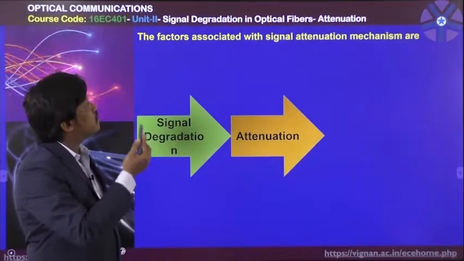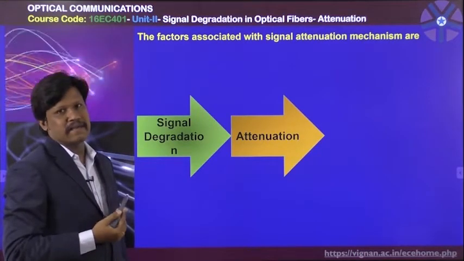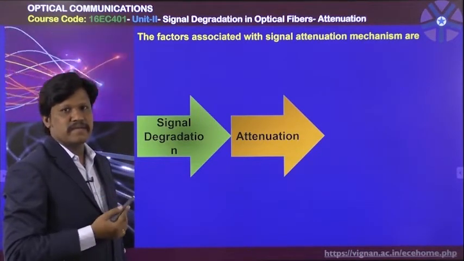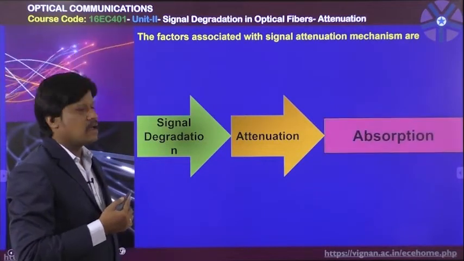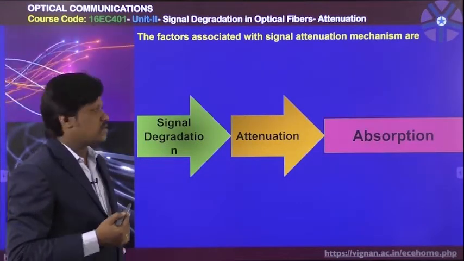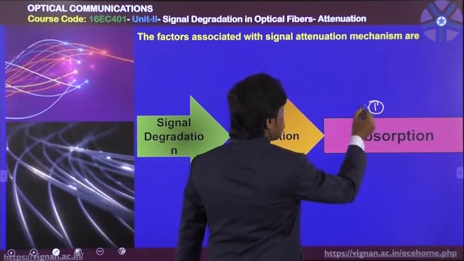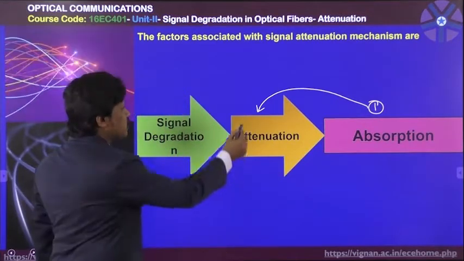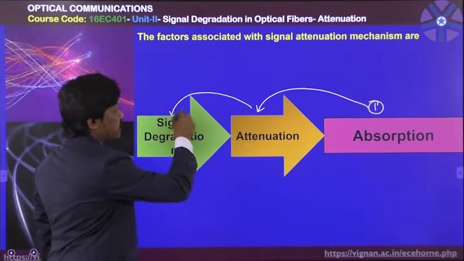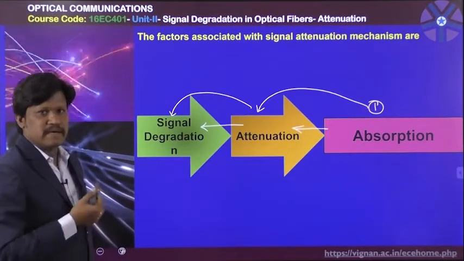Now we will see the factors associated with signal attenuation mechanisms. The first one is absorption, which leads to attenuation. Eventually, attenuation leads to signal degradation in optical fiber.